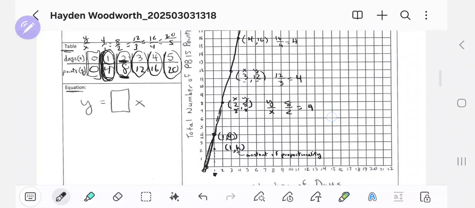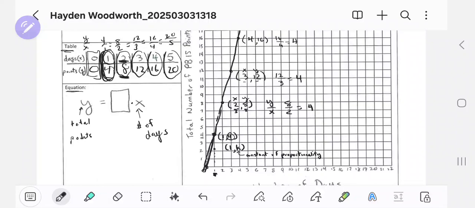Let's rock and roll over here on the equation. This is telling you the relationship in a simple format between the points. So y is the total points, and then x represents the total number of days, right? And then this is the multiplier. This is how we calculate the total points after however many days, right?